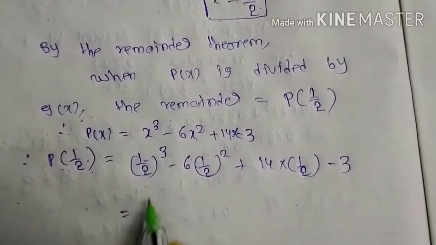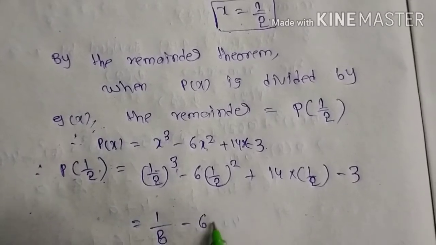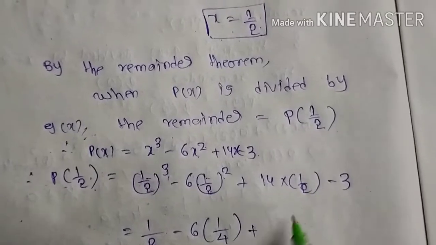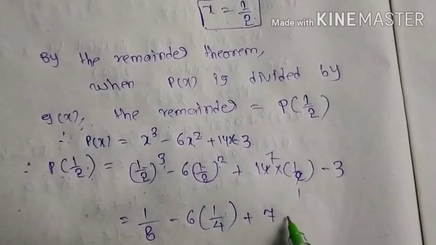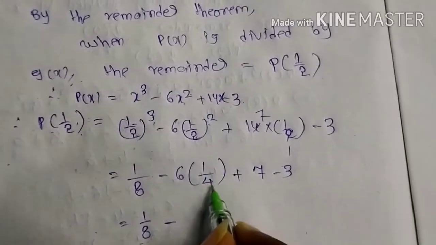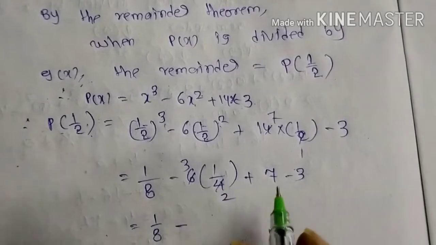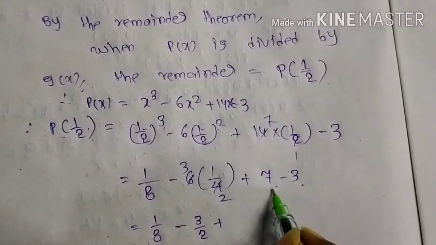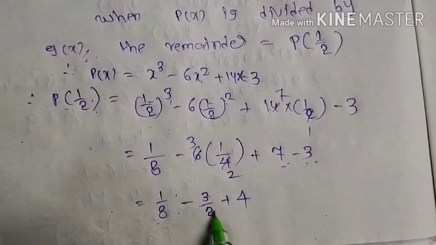Very easy. See, 1 cube is how much? 1 only. 2 cube is how much? 8 only. Yes or no? Minus 6 into 1 square is 1 only. 2 square is how much? 4 only. Plus here, 2 sevens are 14 or not? Yes. That means I am writing 7 minus 3. Next, you can see here 1 by 8 minus, 2 threes are 6 or not? Yes. That means, can I write 3 by 2? Yes, plus 7 minus 3 is how much? 7 minus 3 is 4 or not? Yes. See here, 1 by 8 minus 3 by 2 plus 4.